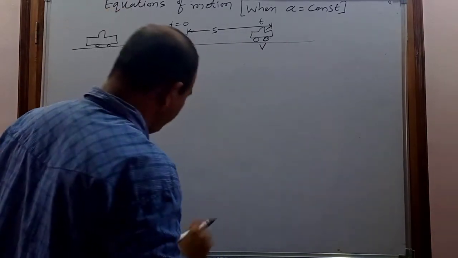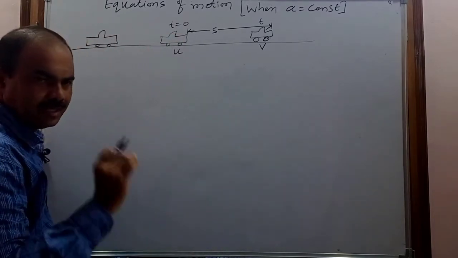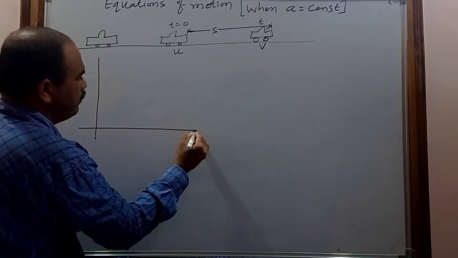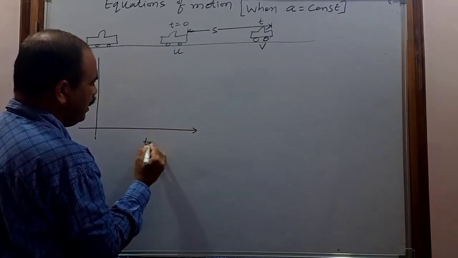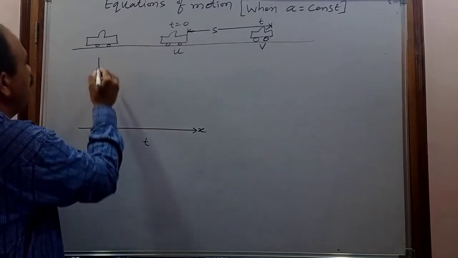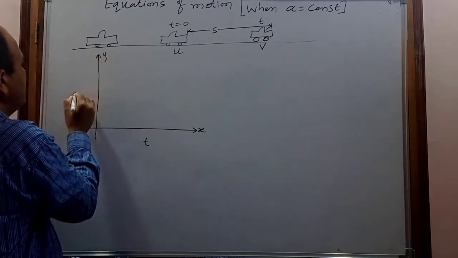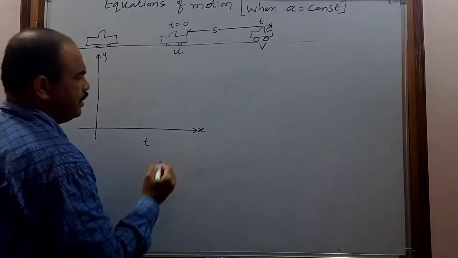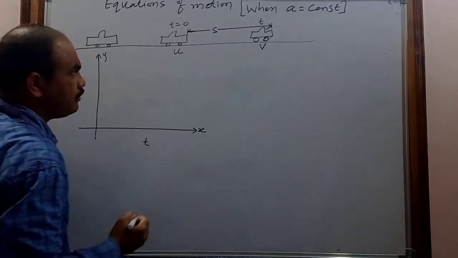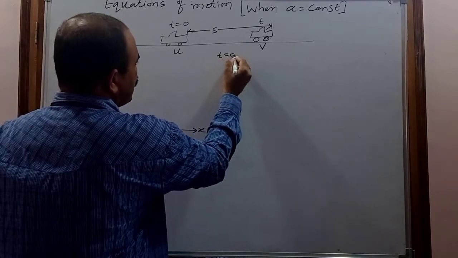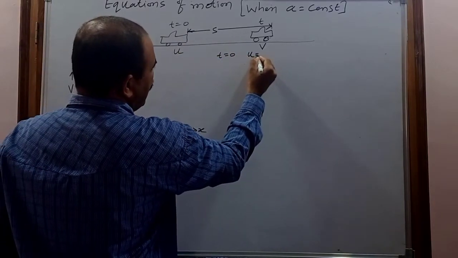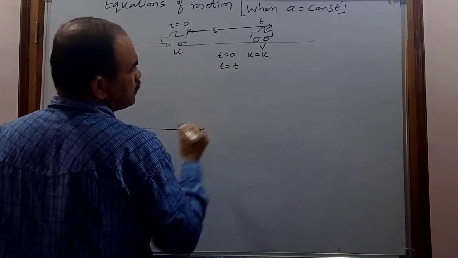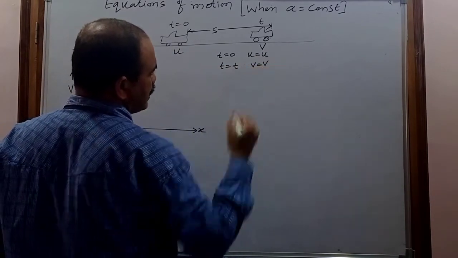For that purpose I am taking the velocity versus time graph, and here I am drawing a graph by taking time on the x-axis and velocity on the y-axis. So v is on the y-axis, time is on the x-axis. When time t equals 0, what is the velocity? That velocity is considered u. And when time t equals t, what is the velocity? That velocity will be considered v.